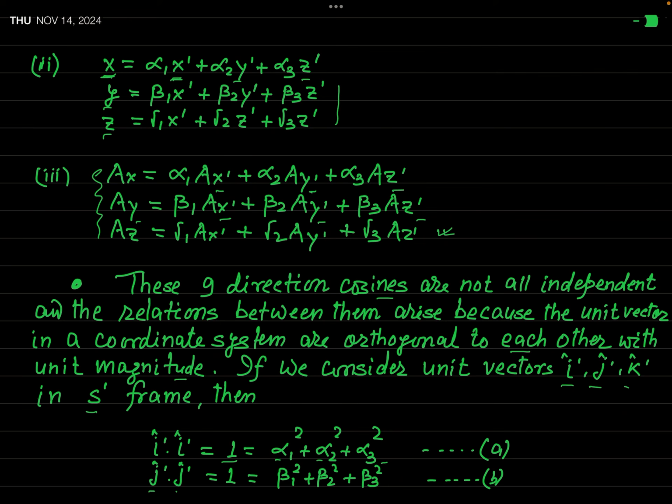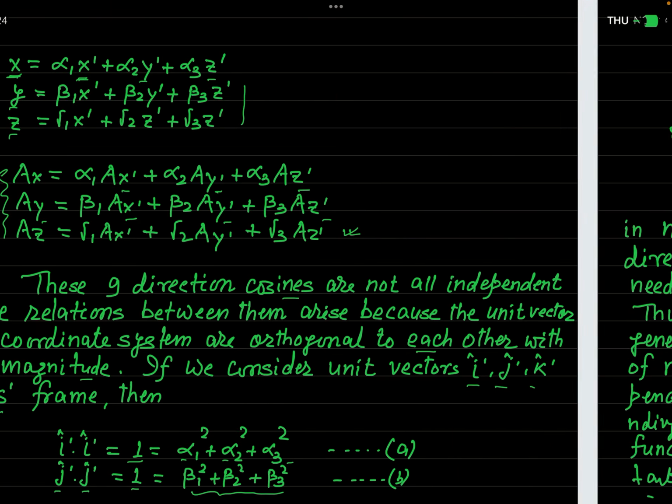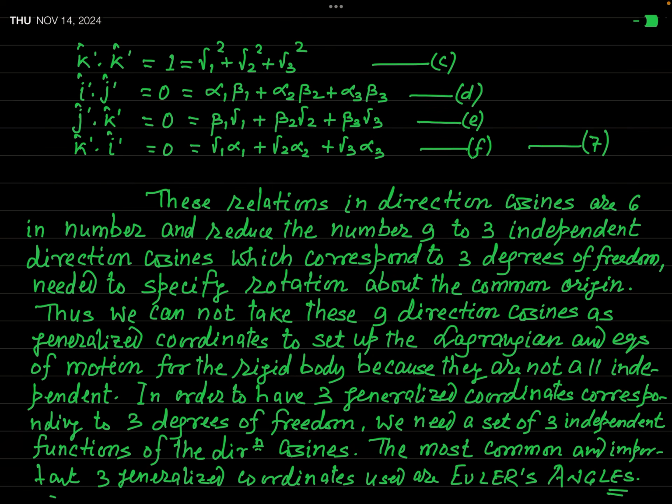Similarly, j dashed dot j dashed will also be equal to 1, and that is equal to beta 1 square plus beta 2 square plus beta 3 square. And similarly, k dashed dot k dashed is also equal to 1, and that is equal to gamma 1 square plus gamma 2 square plus gamma 3 square.